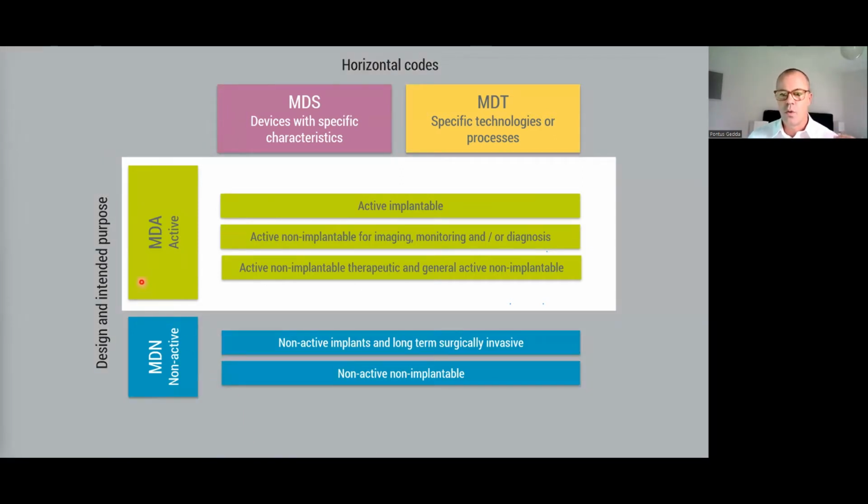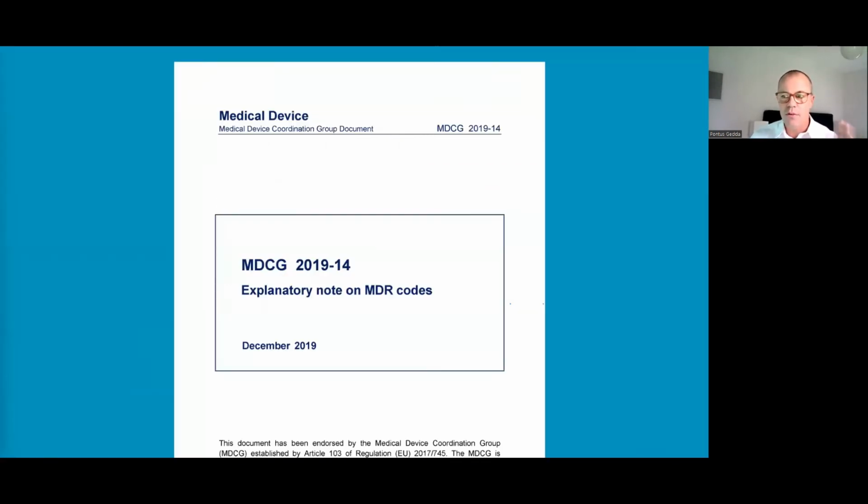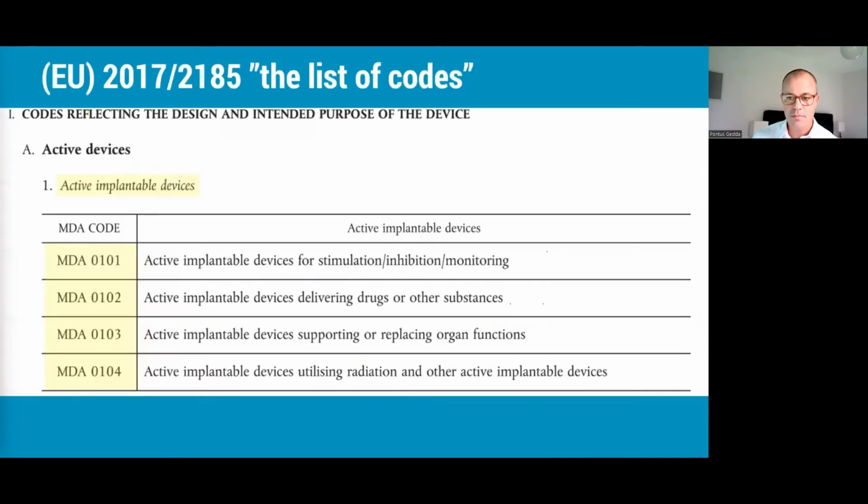Let's start now to look into the regulation that contains the actual codes. But first, let me just show you another MDCG document called MDCG 2019-14, and this is named Explanatory Note on MDR Codes. It explains this coding a little bit, and it also actually includes some examples. So this is good information when you're thinking about what codes you will have. So now we are in the actual regulation here, and this is what it looks like.